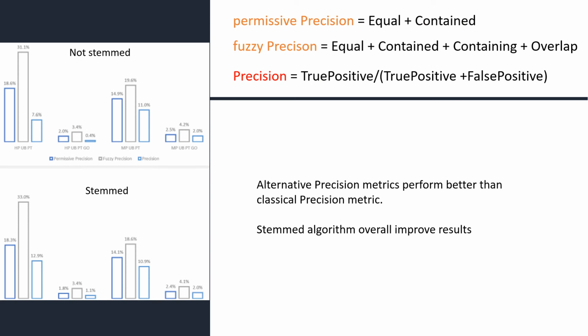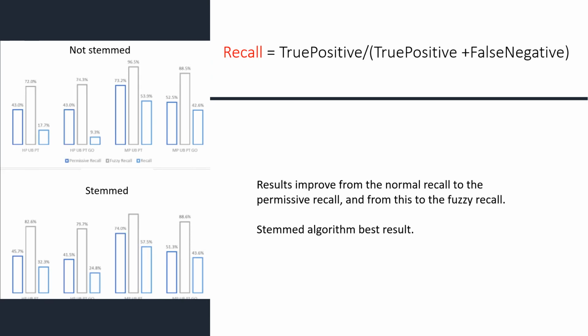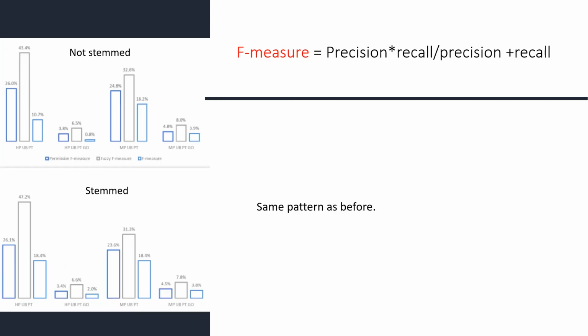With these, she developed alternative metrics such as permissive precision and fuzzy precision, as illustrated in the equations, and she also used the classical precision. Overall, if we look at the graphics, we notice that the alternative precision metrics always perform better than the classical precision, while the STEMMER algorithm overall improved results. When using the metric recall, the same pattern can be seen, and also in the F-measure metric.